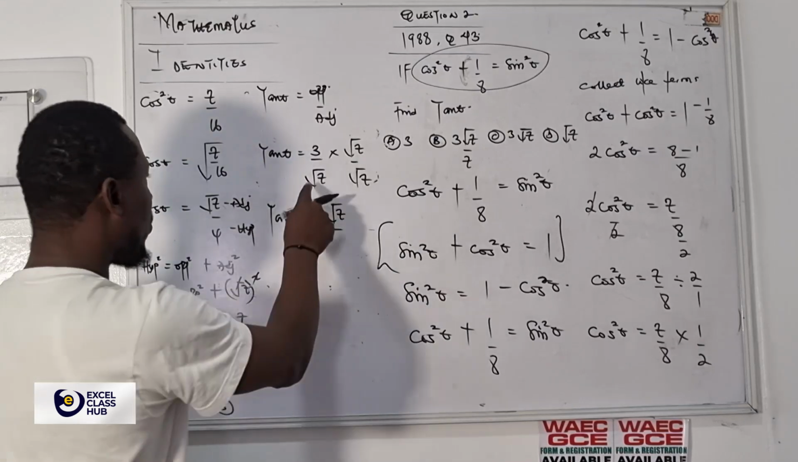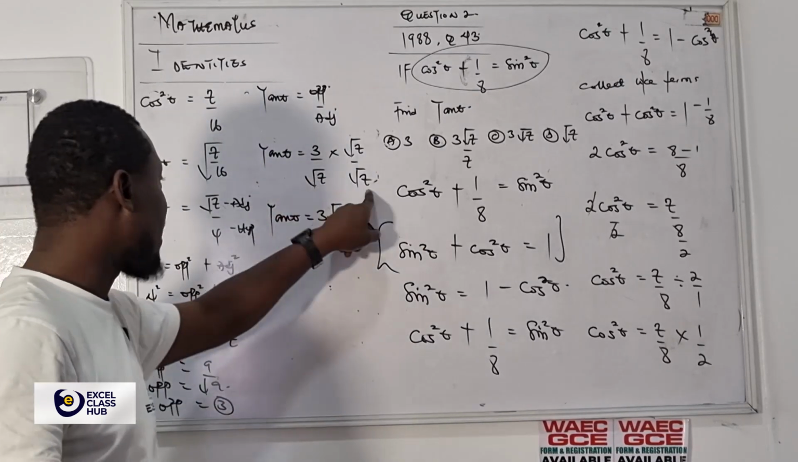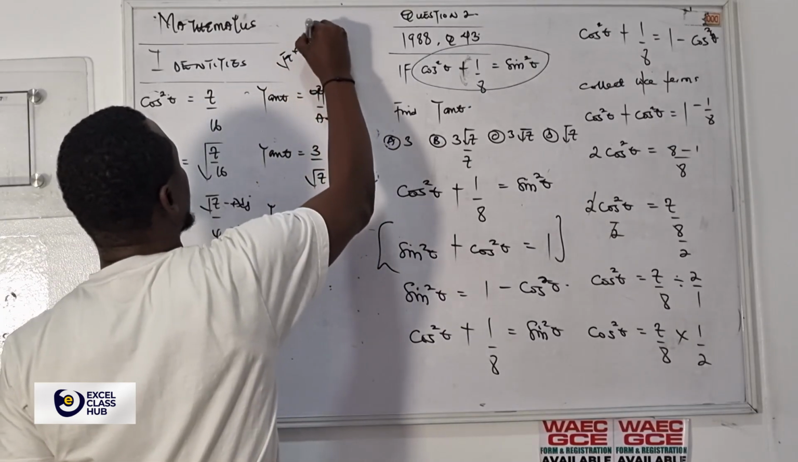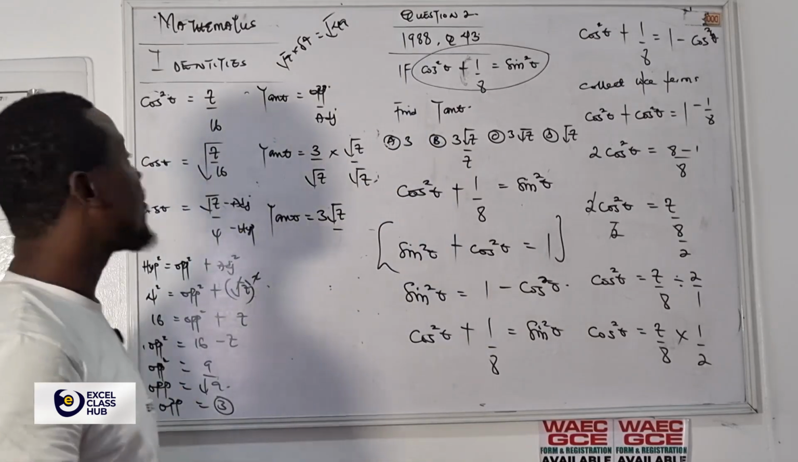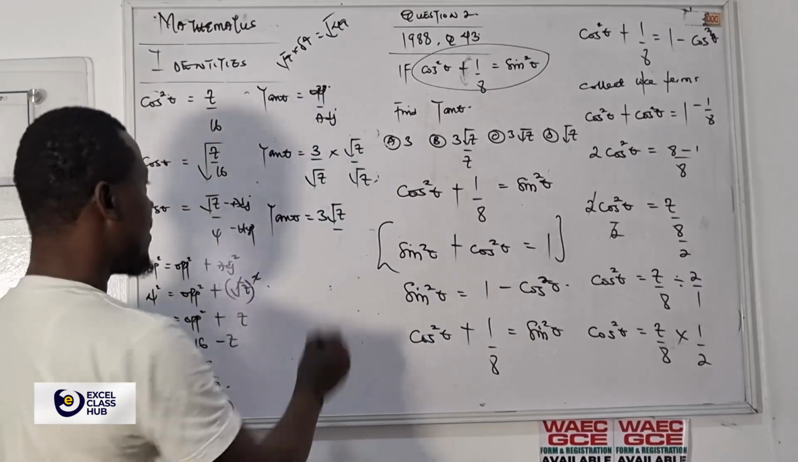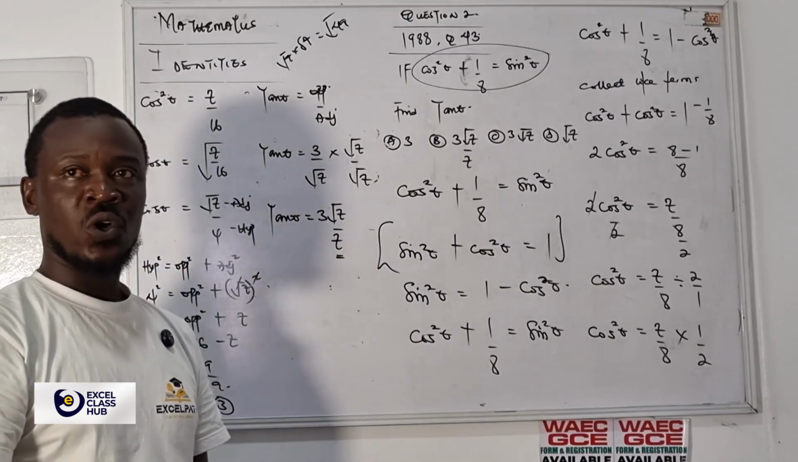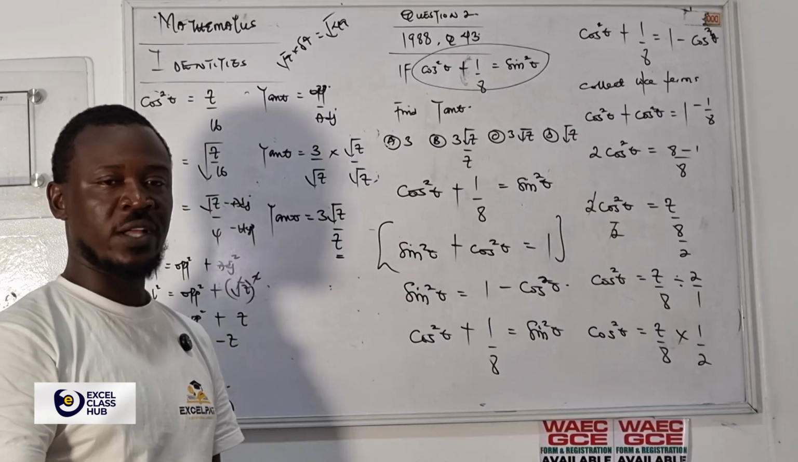Over root 7, times root 7 will give you what? 7. Or you do it in a way that root 7 times root 7 will give you, what? Root 7 times root 7, you know, it will give you square root of 7 times 7, which is 49. And square root of 49 is what? 7. So that means your final answer is 3 root 7 over 7, which is the correct answer.